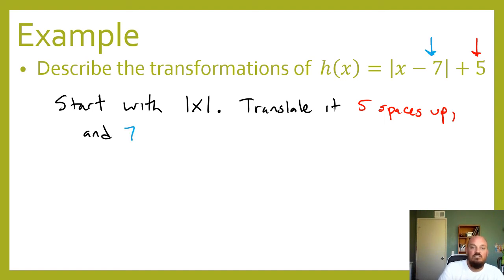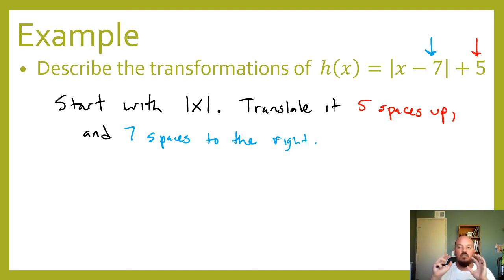That would be 7 spaces to the, now be careful here, this is the one that's backwards. A minus actually goes to the right. And that's our answer. I never asked you to graph it here. So make sure you're reading the directions carefully in the homework. Some of the questions ask you to graph it. If it does, graph it. Some of the questions say describe the transformations. If so, do what we did here. Just write me a sentence.